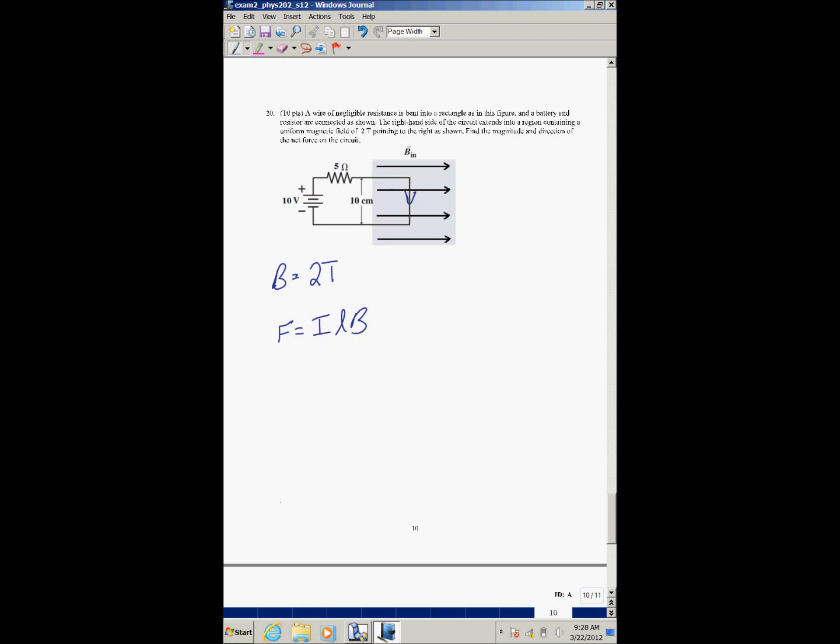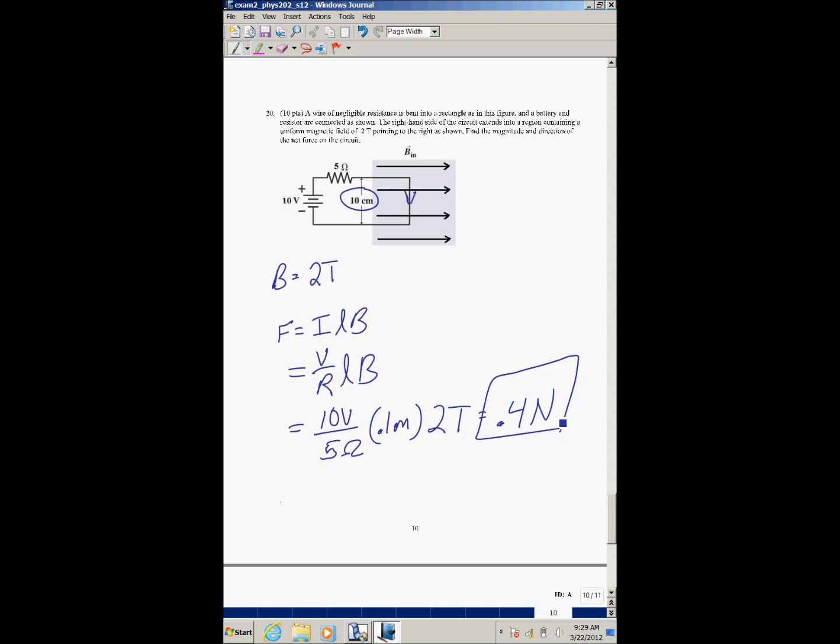So I solve for the force. First I need to find I, but I is equal to V over R, times L times B. V is 10 volts, R is 5 ohms, L is 0.1 meters. That's my 10 centimeters in SI units, and then B is 2 Tesla. Let's see, so that's 2 times 2 times 0.1 is 0.4 newtons.